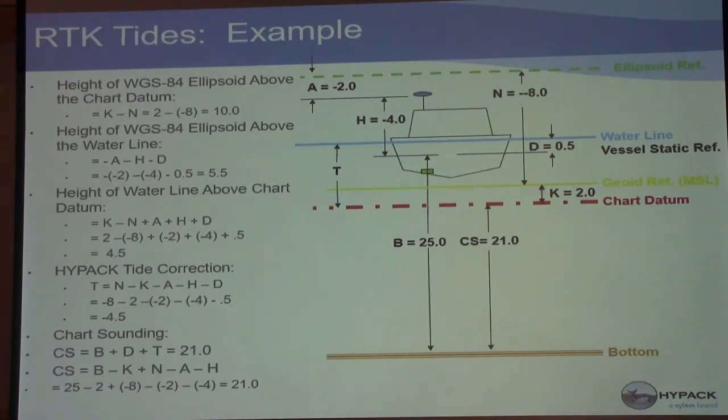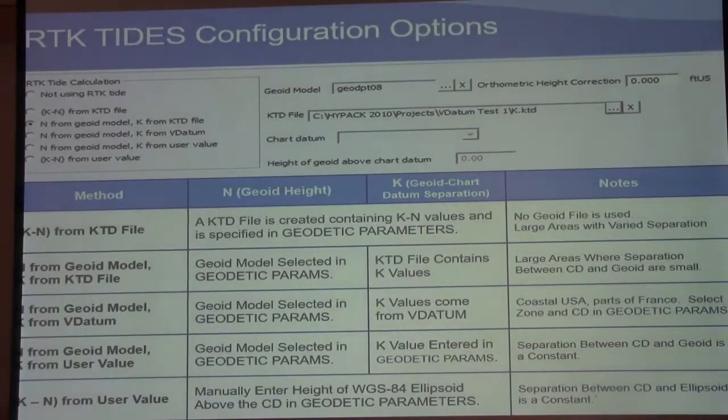So here's just a number showing how the math works. I won't get too much into it, but basically you've got your height above datum and your height above water line here, and you just do the math and come up with the values. Ultimately, we want that chart sounding based on the RTK values.